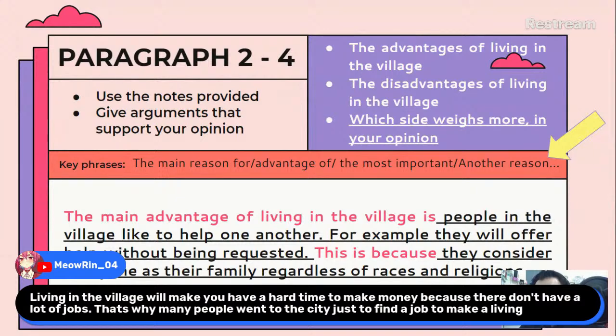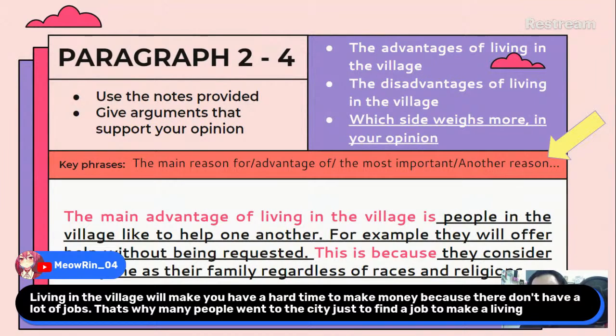Okay. So if we want to merge this into the format of sentences, we can say the main disadvantages of living in the village is living in the village will make you have hard time to make money. Full stop. This is because in the village we don't have a lot of job opportunity. Full stop. That is why many people go to the city just to find a job and to make a living. Okay. Kenapa saya pisahkan ayat tu?